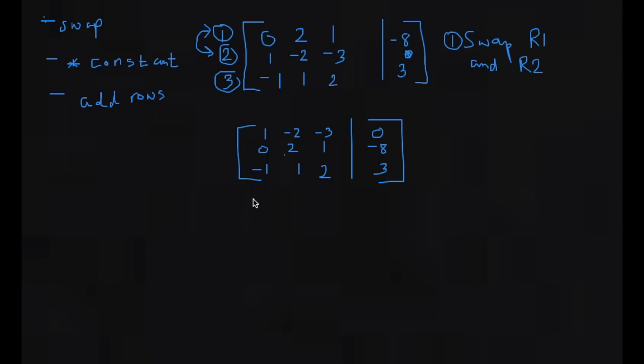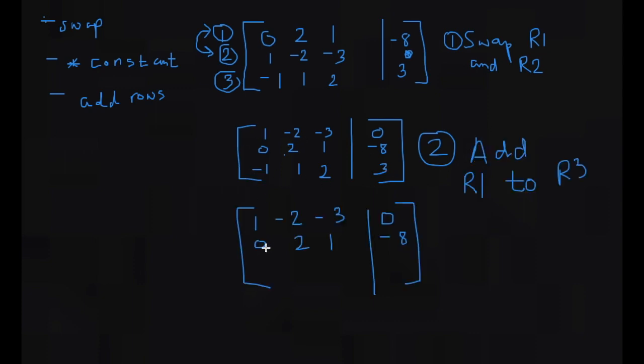So the next step that I'm going to do is take row 1 and add it to row 3. So row 1 will stay the same. Row 3 is the one that's going to change. 1 plus -1 is 0. -2 plus 1 is -1. -3 plus 2 is -1. And 0 plus 3 is 3. Now this is our new row 3.